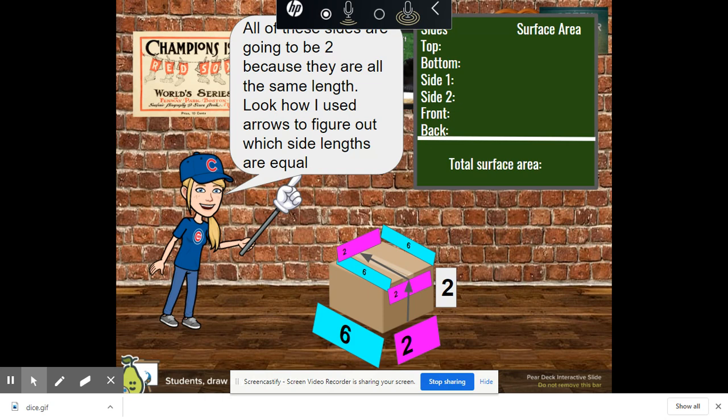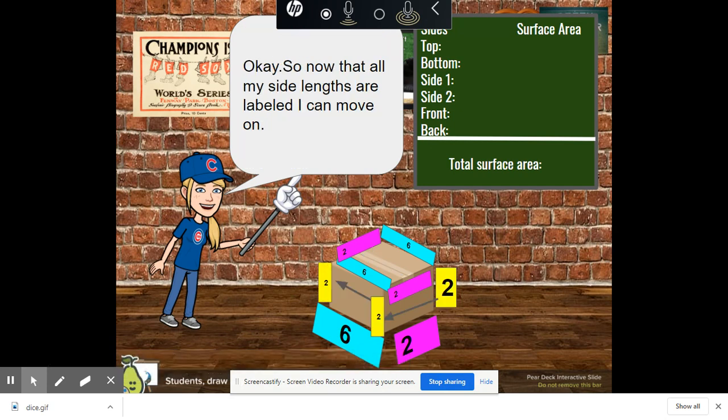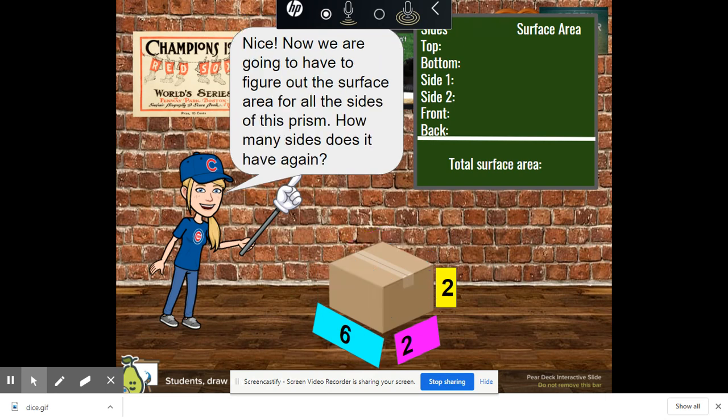Next, I did this with the pink too. I used the arrows and followed along. If you were to take a ruler and measure from corner to corner on all of these sides, you'd notice that they would be 2. Lastly, I did this with the yellow 2. And I used the arrows to follow along and see that all of these are 2s. So now we can move on now that all the side lengths are labeled.